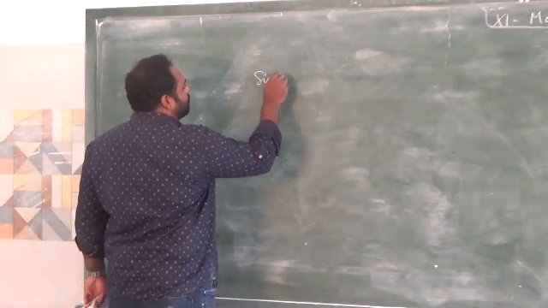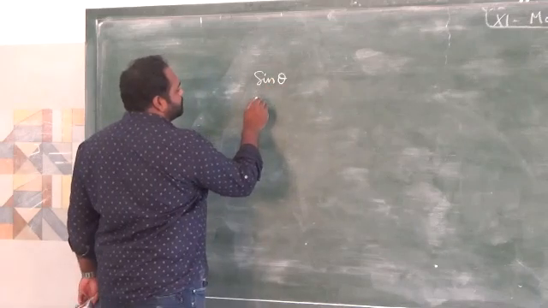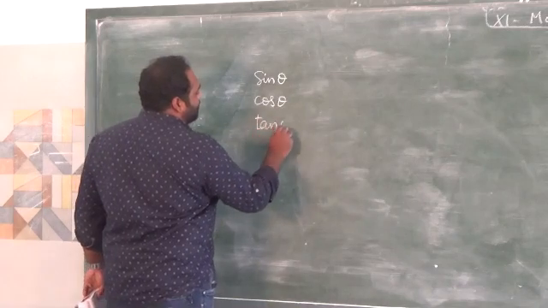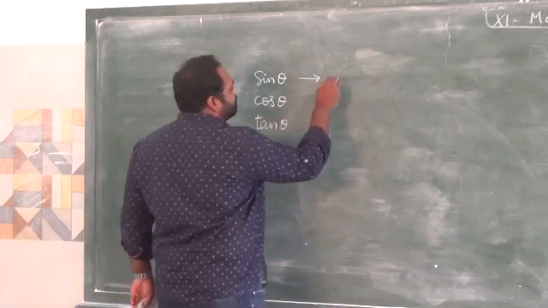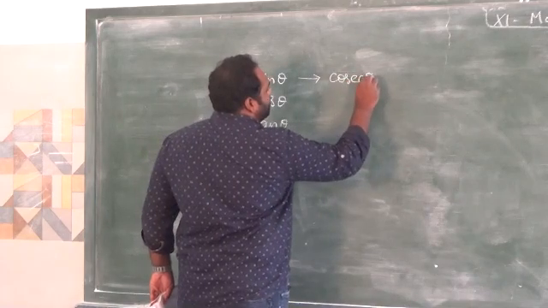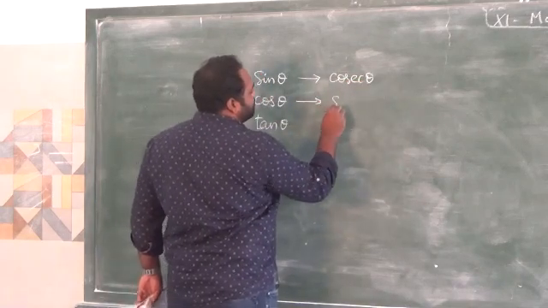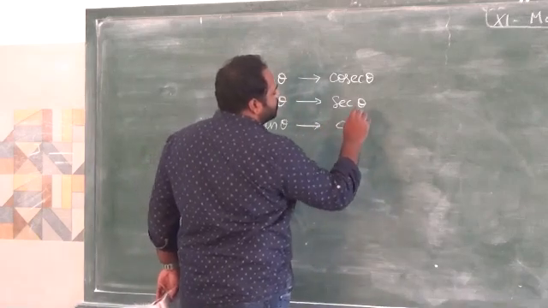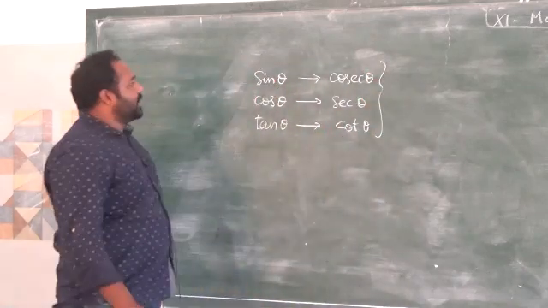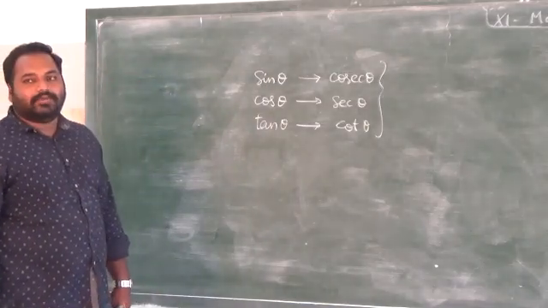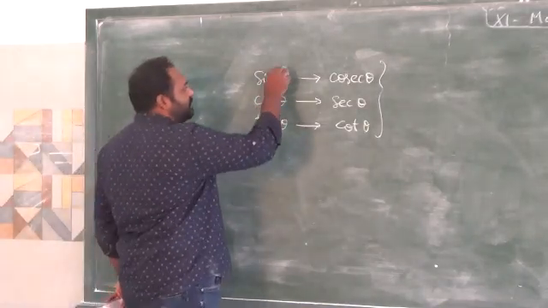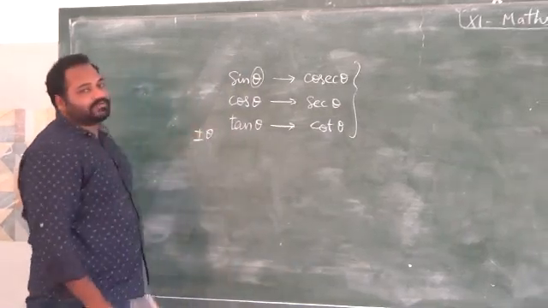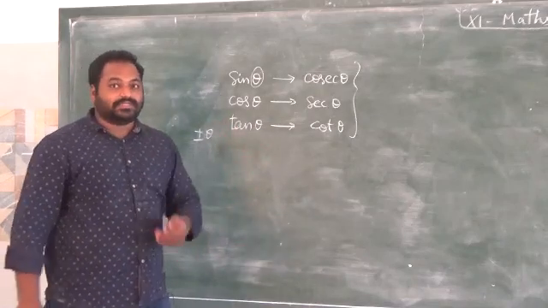First I am going to give you the 6 trigonometric ratios: sin theta, cos theta, tan theta. The reciprocals are cosecant theta, secant theta, and cot theta. We know all this very well, isn't it? Now we have theta here, the argument, and we have plus or minus theta. Sometimes we have a positive angle, sometimes a negative angle.